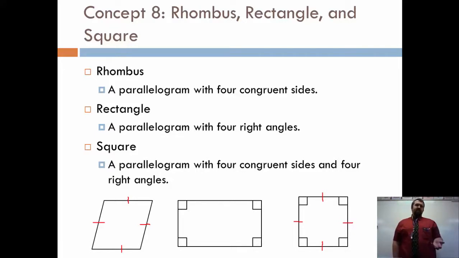So these are three shapes. You should have known the two on the right, the rectangle and the square. The rhombus is kind of the new one, the one that you're not as familiar with because you don't see it as much, unless you're looking at squares.